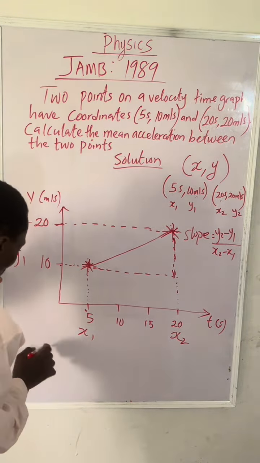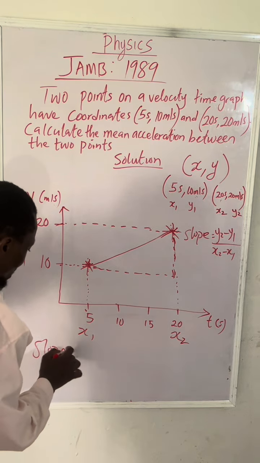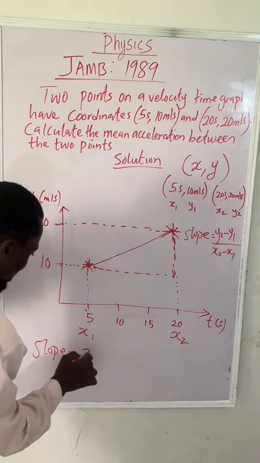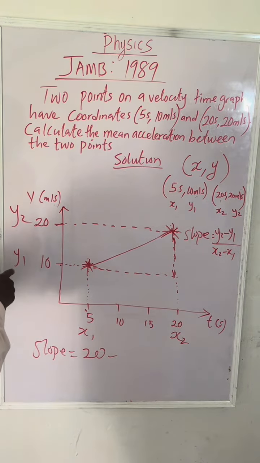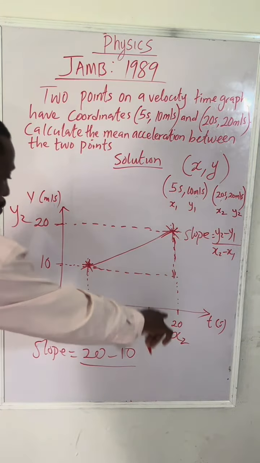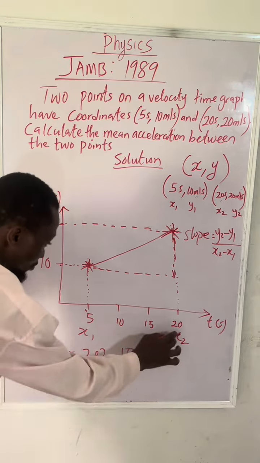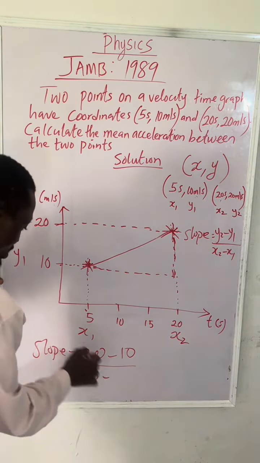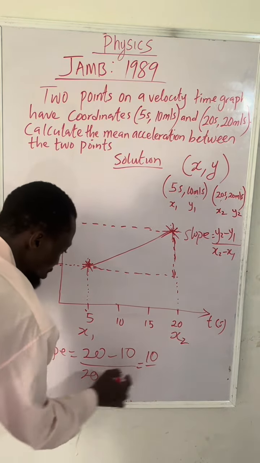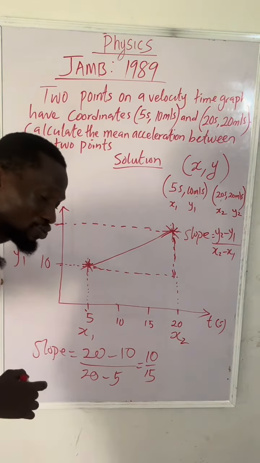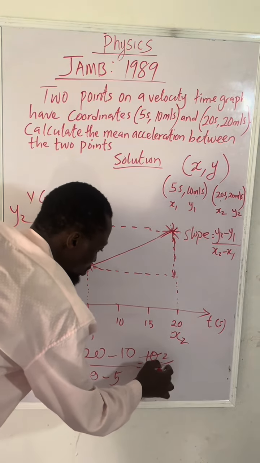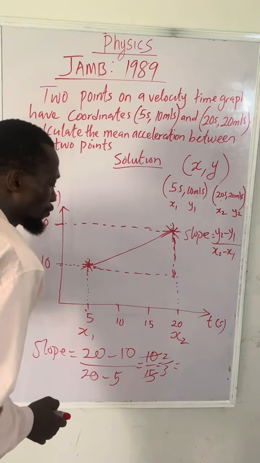So now, using our formula, the slope is going to be equal to y2, which is 20. Can you see the y2 here? That's 20 minus y1, which is what? 10. All over x2, which is what? 20 here, right? Minus x1, which is what? 5 here, like this. So this is going to give us 10 over 20 minus 5, which is going to give us what? 15. So 5 here is going to give us 2, and 5 here is going to give us 3. So 2 divided by 3 is going to give us what?